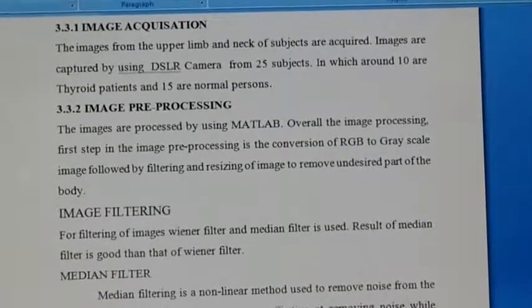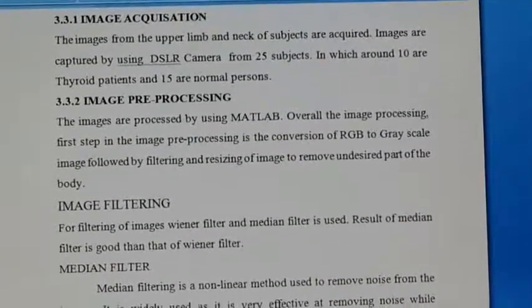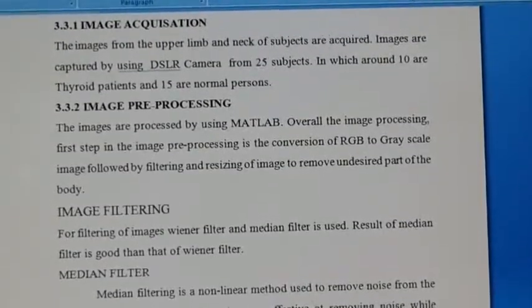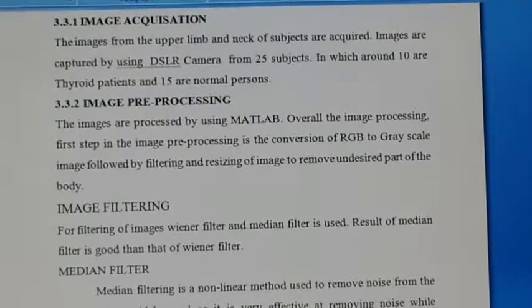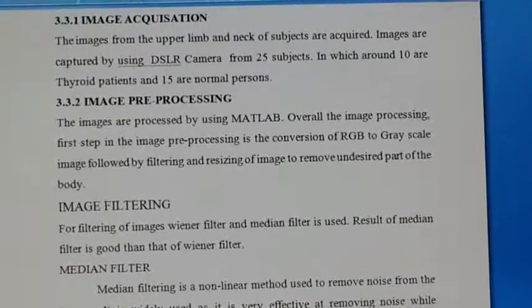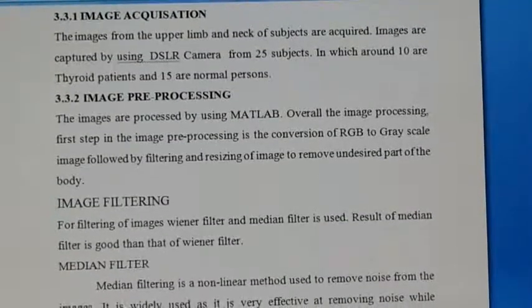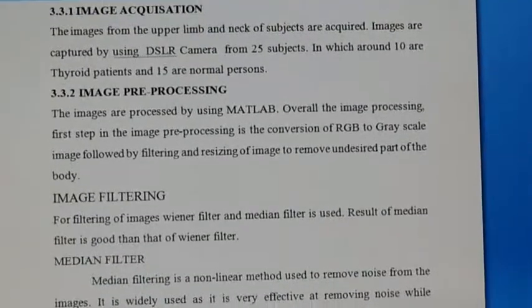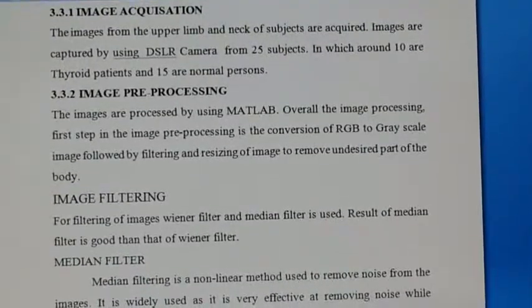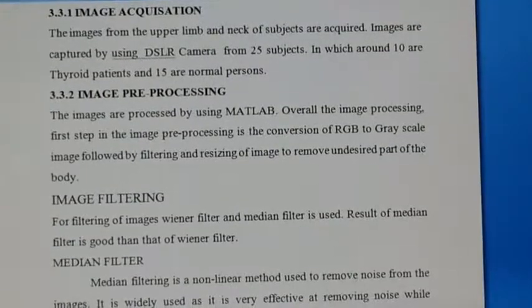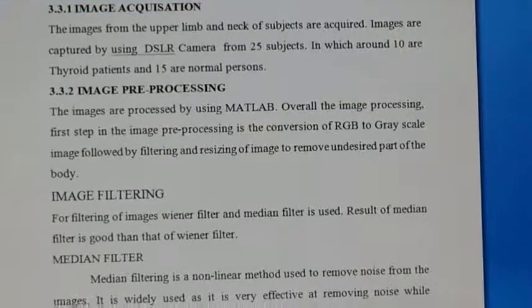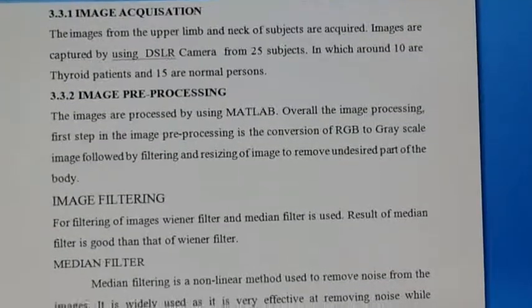Then image acquisition. The images from the upper limb and neck of subjects are acquired. Images are captured using a DSLR camera from 25 subjects, in which around 10 are thyroid patients and 15 are normal persons. Image pre-processing. The images are processed by using MATLAB. Overall, the first step in the image pre-processing is the conversion of RGB to grayscale image, followed by filtering and resizing of images to remove undesired parts of the body.